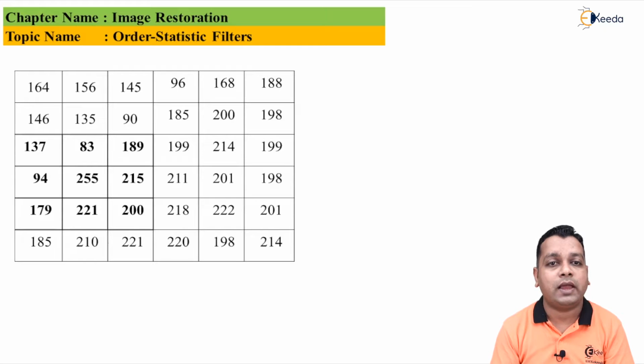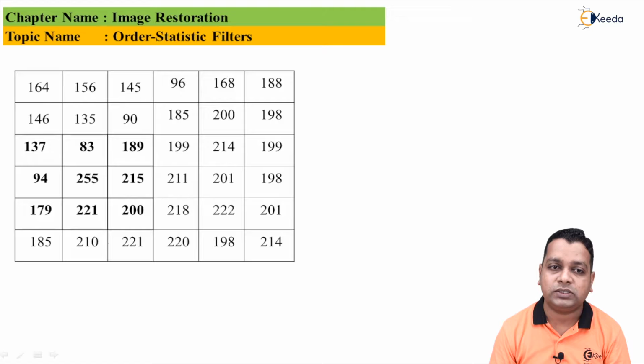So here we take the example. In this example, the image segment is shown to us with 6 rows and 6 columns.